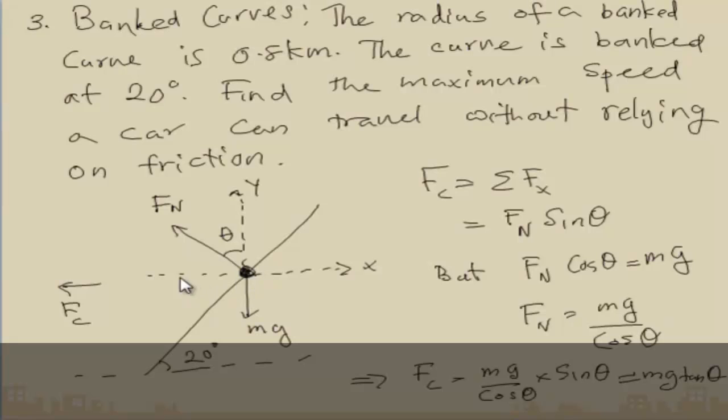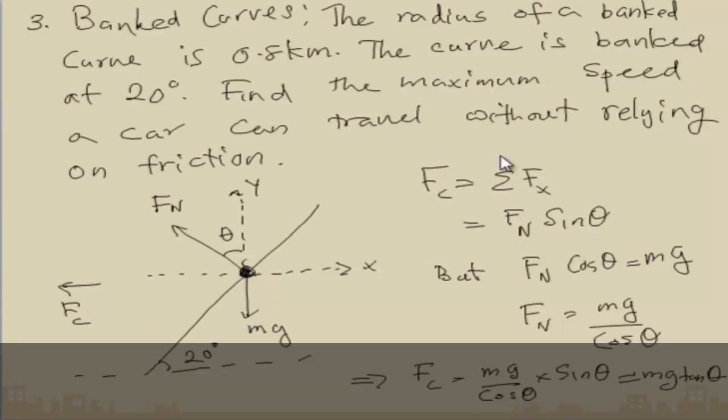Let's assume that this is our x direction and that's our y direction. So we can consider x and y separately and find out the accelerations. In the y direction there is no acceleration, obviously, because the car doesn't move up and down. The only motion is in the x direction, which is a circular motion. Again, it's a horizontal circular motion. So let's start with the x direction.